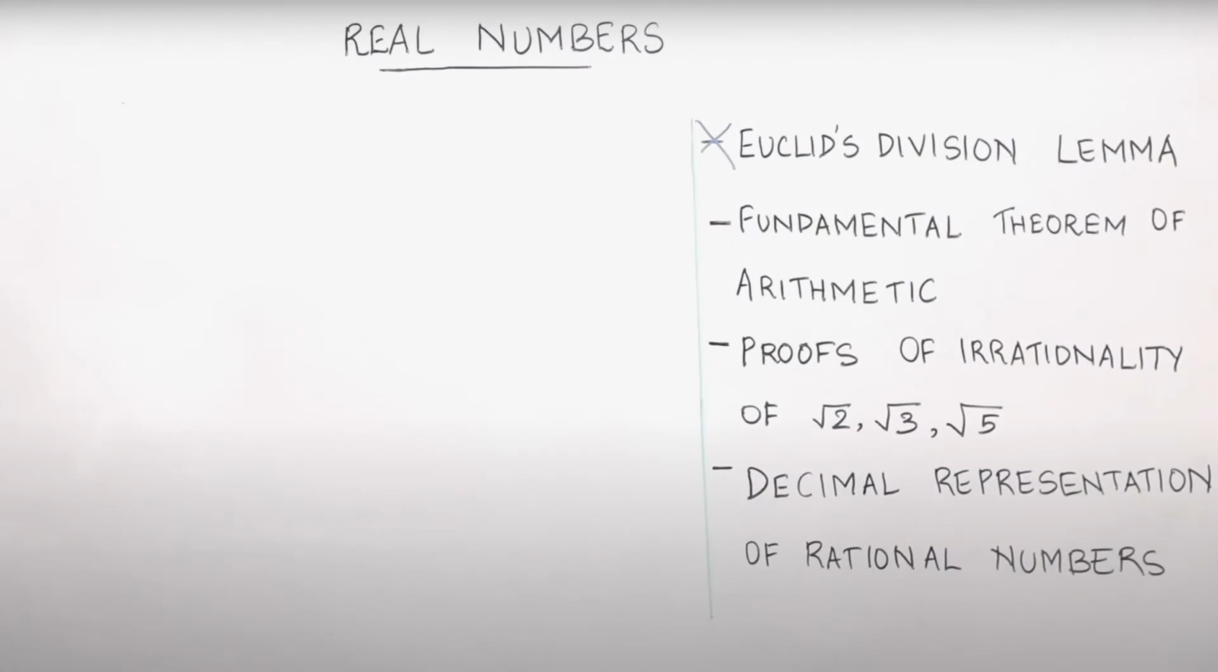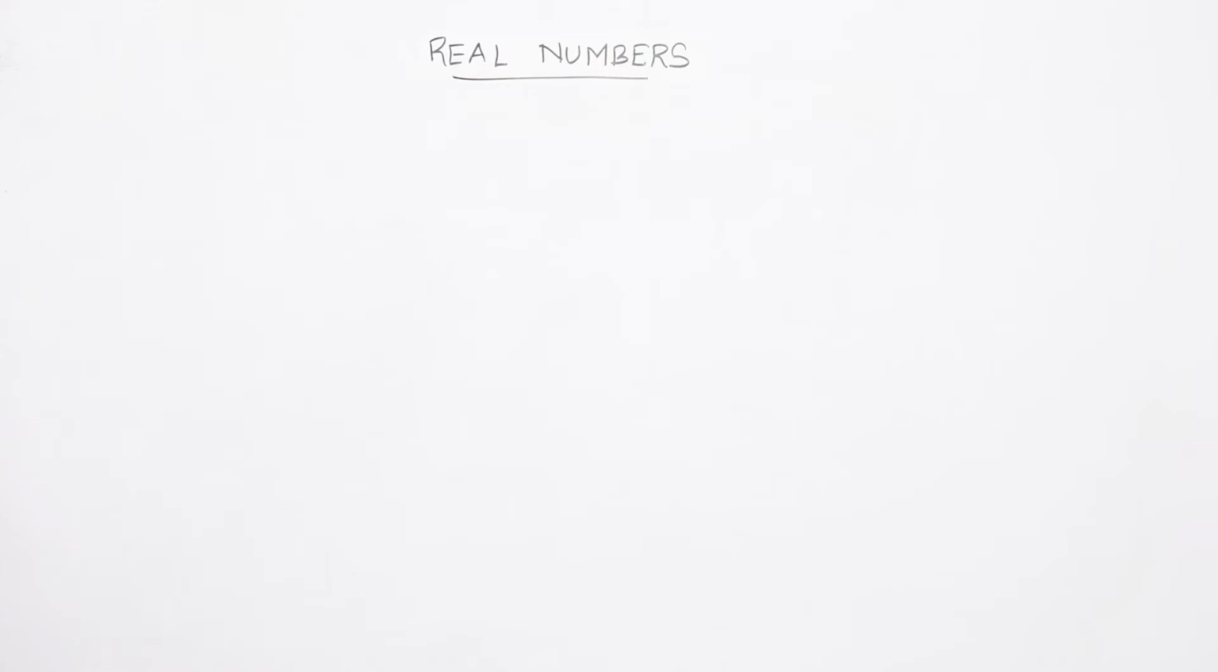In the previous video, we discussed the summary of the chapter Real Numbers, and now we are going to discuss the previous year questions from the chapter. We'll begin with the first section, that is Fundamental Theorem of Arithmetic. The questions asked from this section are mostly for 1 mark.